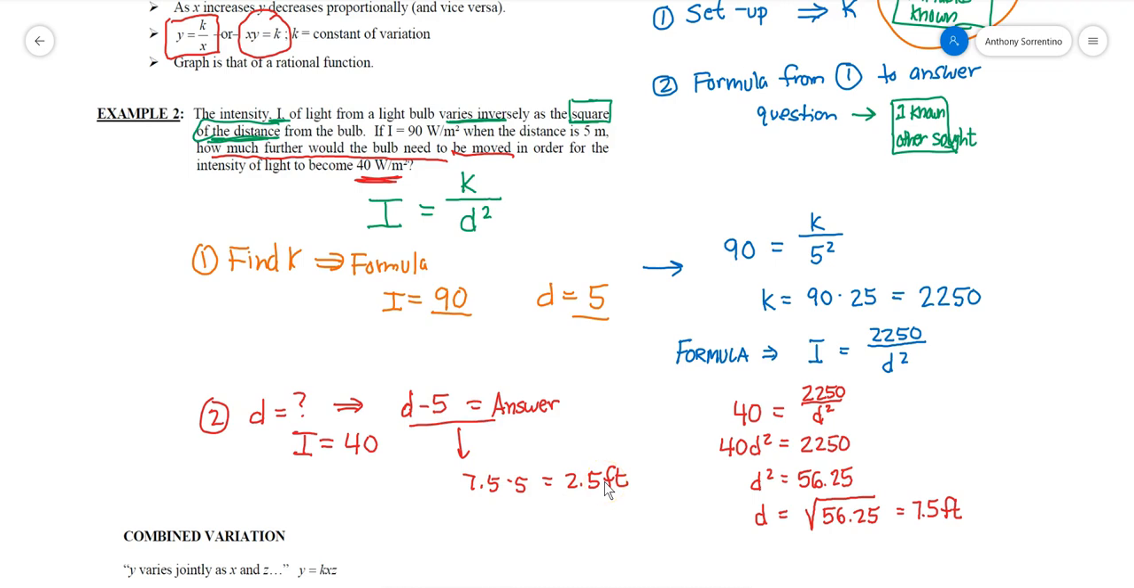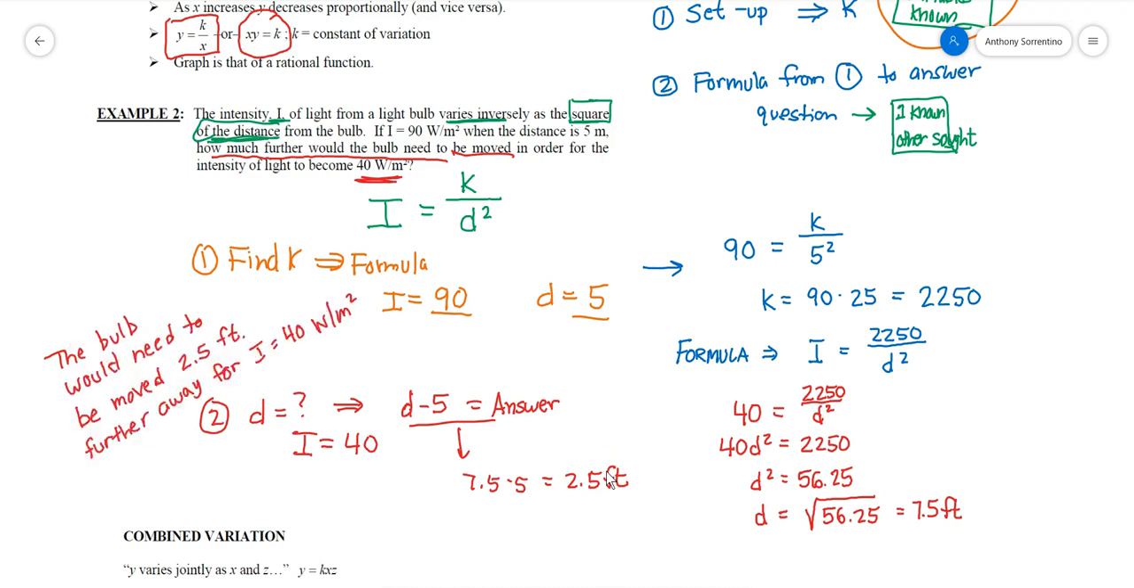So to formulate my final answer and state it, the bulb would need to be moved 2.5 feet further away for the intensity to now be 40. And again, I think that's watts per meter squared or something of that nature. So that's how you go about doing these.